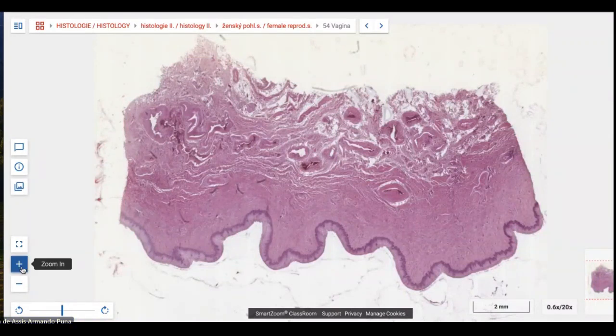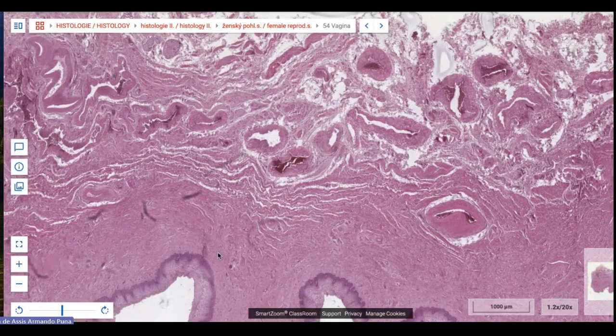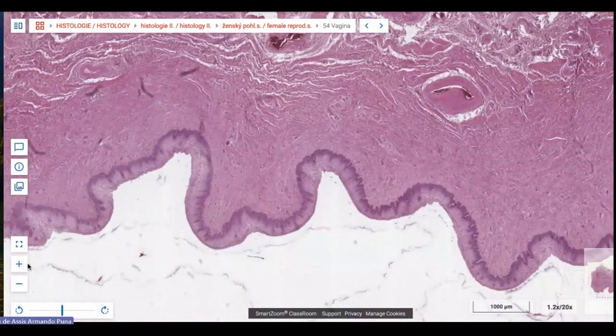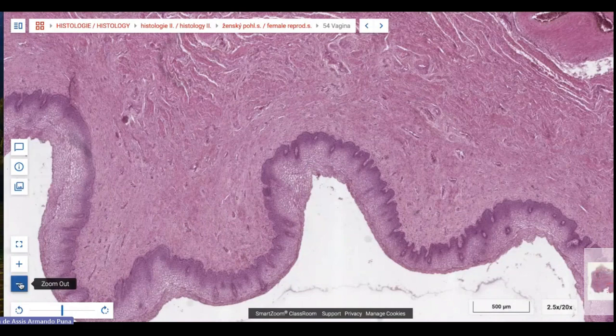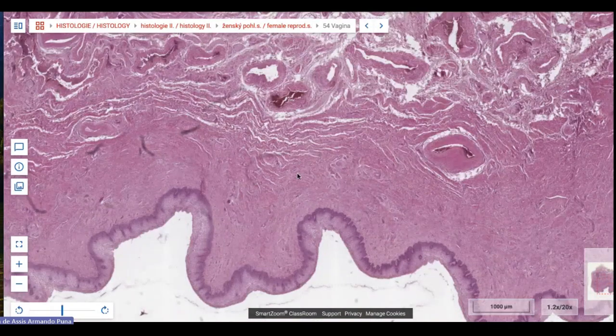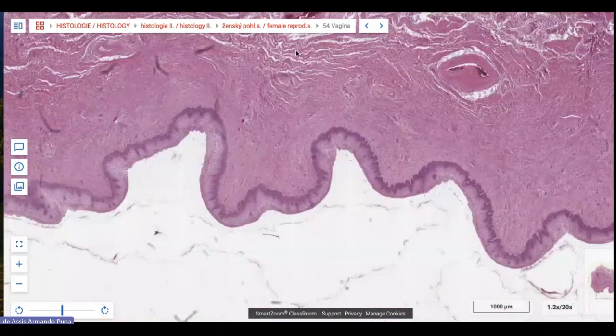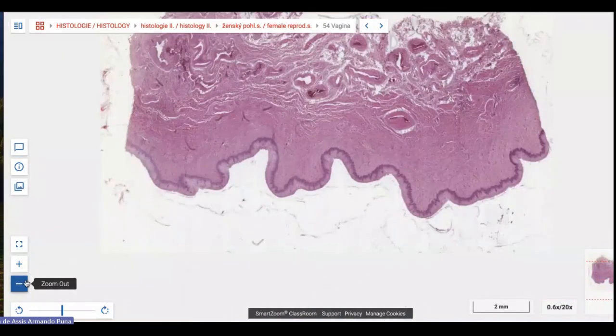But you're going to see a stratified squamous non-keratinized epithelium with very light stained cells, and then you're going to see tunica muscularis externa, tunica adventitia, and nothing else. There's no other differential diagnosis that's going to tell you that you're in the vagina. You basically just think, well, I don't see anything else that might indicate otherwise, so this is the vagina.